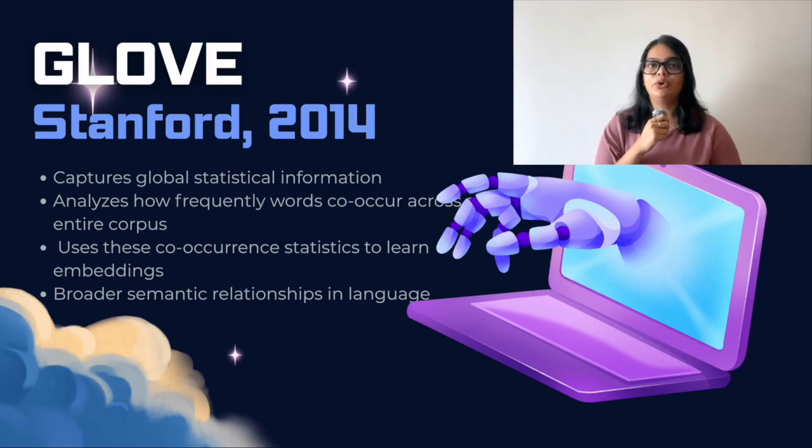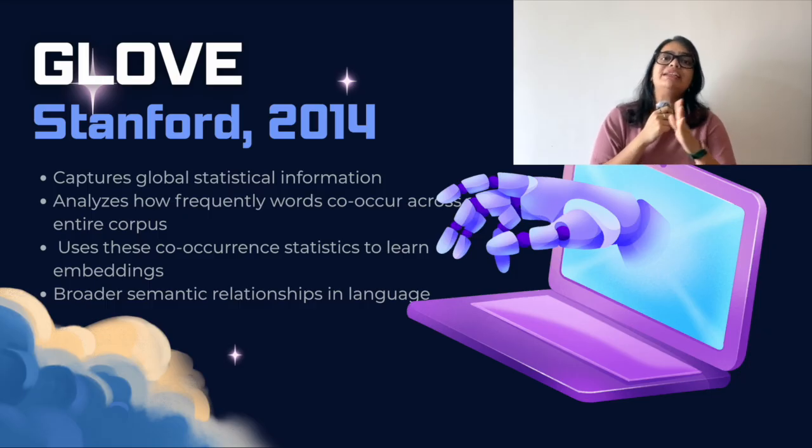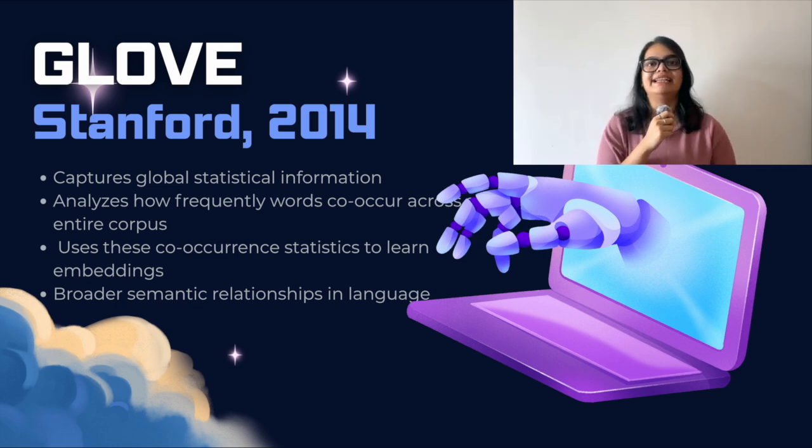Both Word2Vec and GloVe were powerful, but they had a fundamental limitation. In both models, each word is assigned a single fixed vector. Why is this a problem? Because meaning in language is context dependent. The same word can represent completely different concepts depending on how it is used. These embeddings are static. They are pre-trained once and then frozen. They do not adapt based on the context.